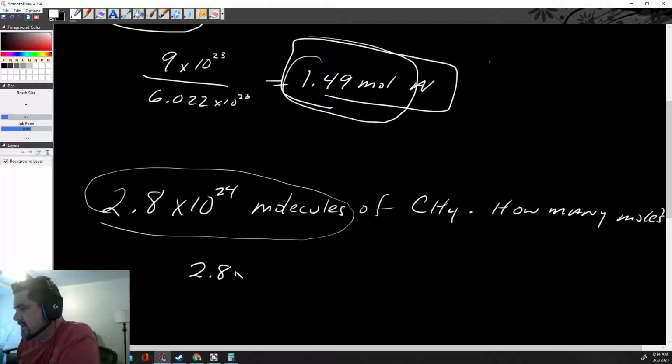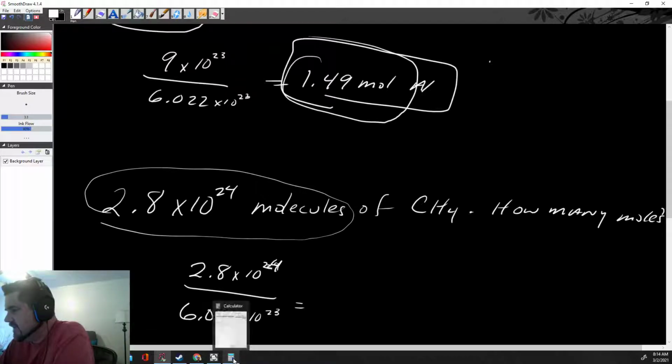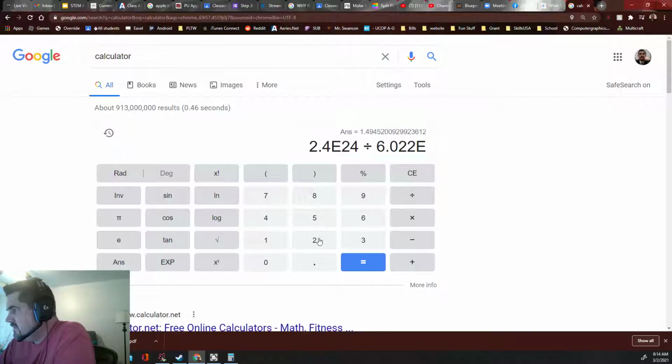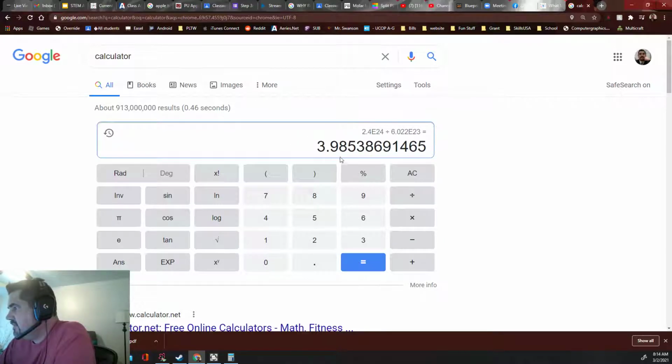If I take 2.8 times 10 to the 24th power, that's a 4 by the way, 24, and divide it by Avogadro's number, 6.022 times 10 to the 23rd power, then we should get how many moles we have here. So let's go ahead and do that on Google's calculator. We have 2.4, then EXP to the 24th power divided by Avogadro's number, 6.022 to the 23rd power is equal to 3.98.